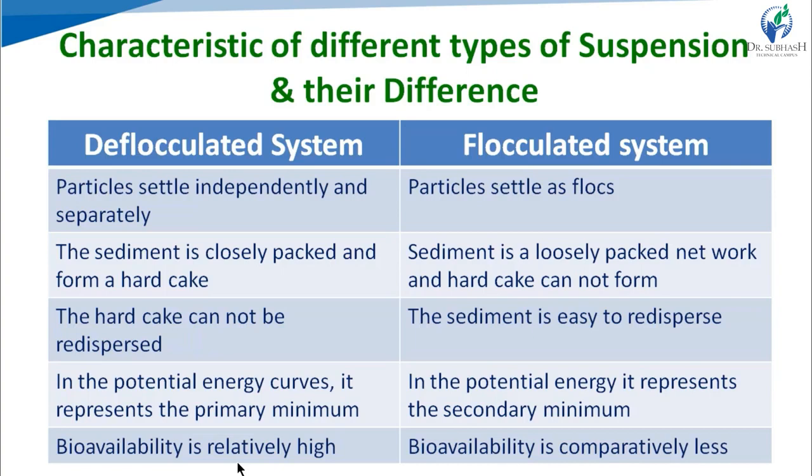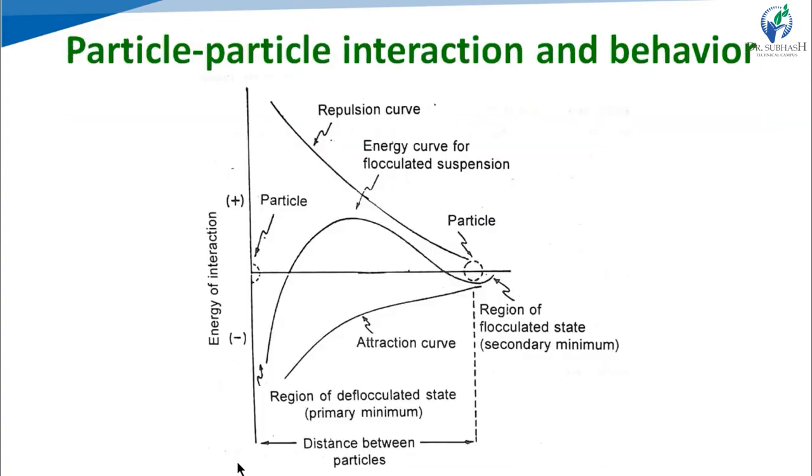Whereas in case of the flocculated system, the bioavailability is comparatively less. Here we are comparing to the deflocculated system. So these are some of the characteristics of the suspension, or we can say the differences between the deflocculated system and the flocculated system. See, this one is a potential energy curve. Here we can understand where the region of the deflocculated state and the region of the flocculated system are.